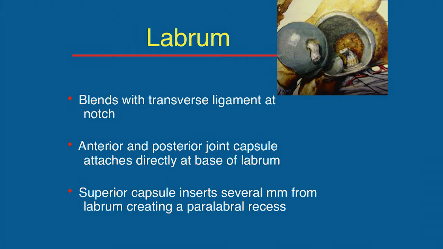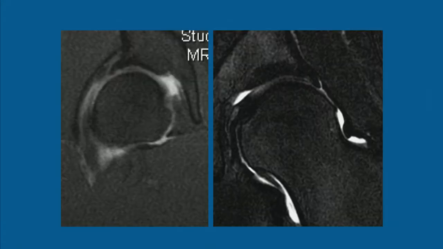And inferiorly, it blends with the transverse ligament at the notch. Anteriorly and posteriorly, the joint capsule attaches directly at the base of the labrum. That's very important for us to recognize as radiologists. However, superiorly, the capsule can insert several millimeters from the labrum, creating a paralabral recess, as we can see on these two coronal images. So there we can see the capsule inserting just above the labrum.